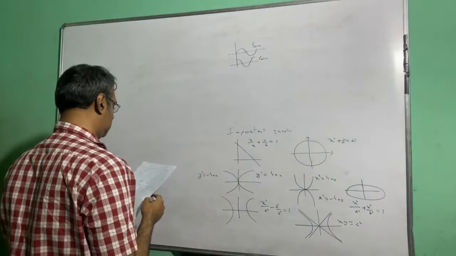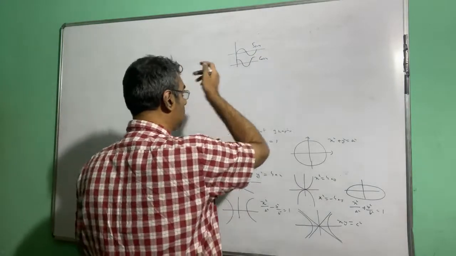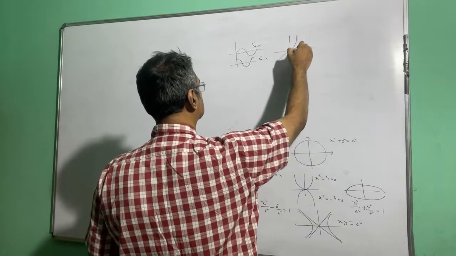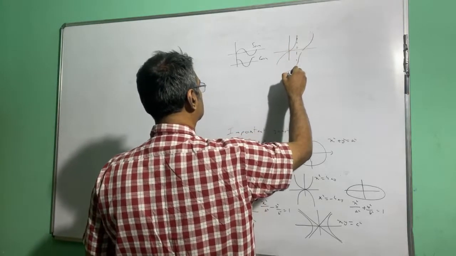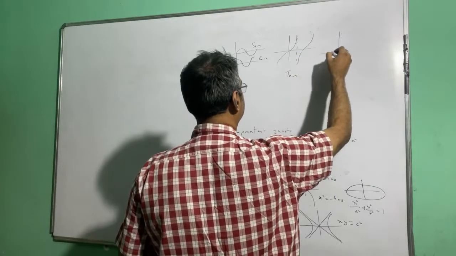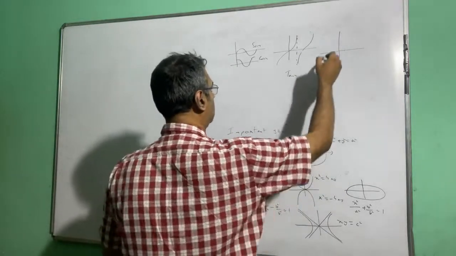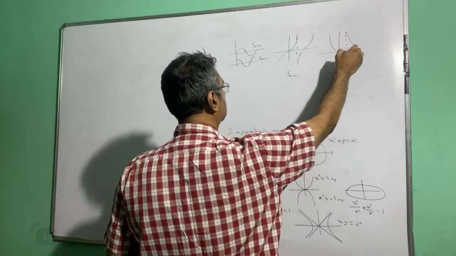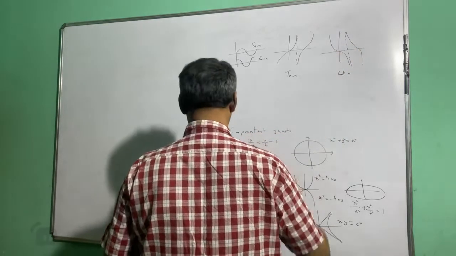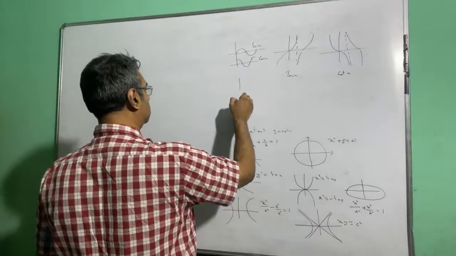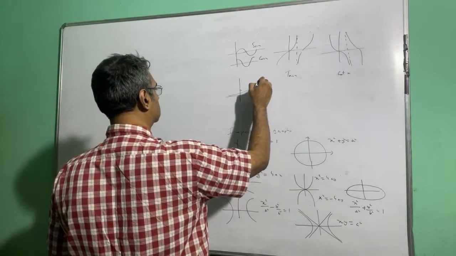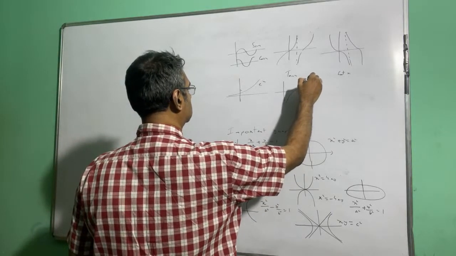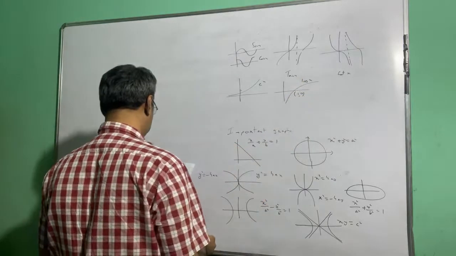Then this graph of sin x and cos x. Then tan x. Then cot x. Then log x.